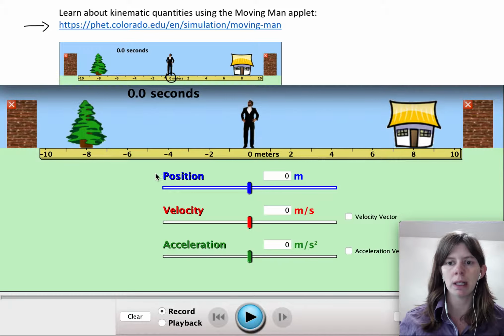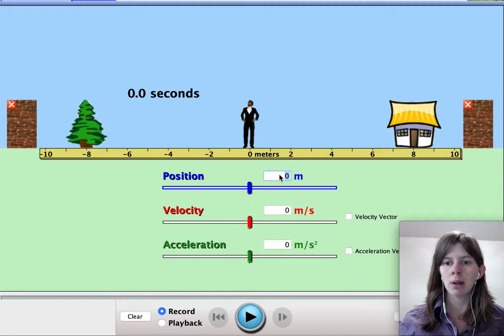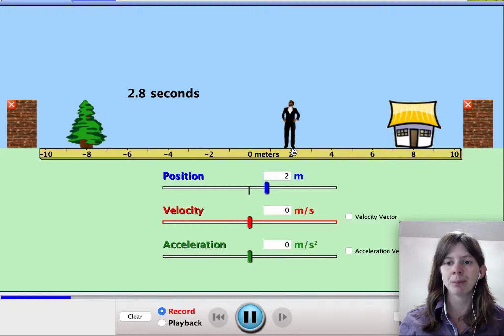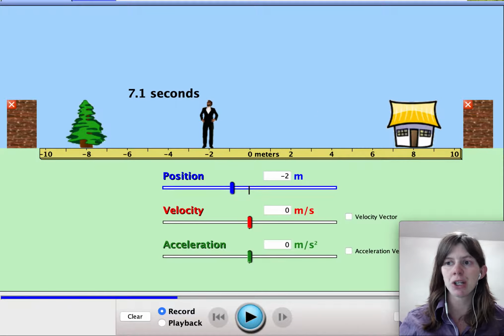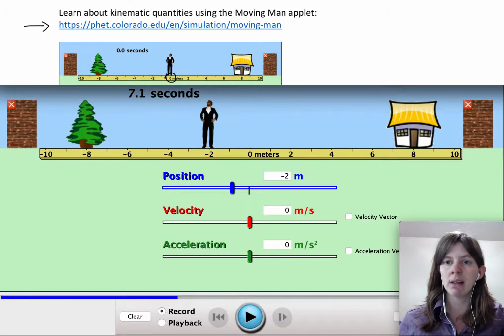So the first quantity here is position. This one just tells you where you are. So if I give it a position of 2 meters, then the man is now 2 meters to the right of this 0 meter mark. And if I give him a position of negative 2 meters, then he is now 2 meters to the left of the 0 meter mark. So the position just says where you are. What is noteworthy here is the use of the positive and negative sign. A negative sign usually implies motion to the left, and a positive sign motion to the right.